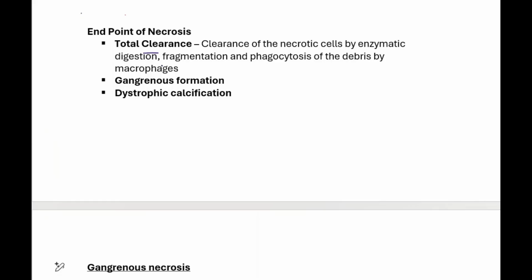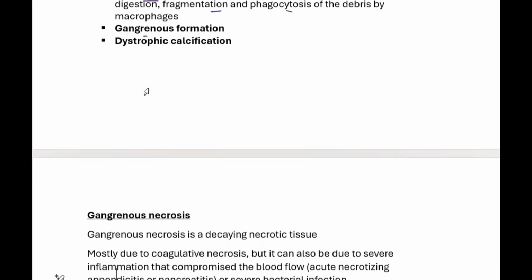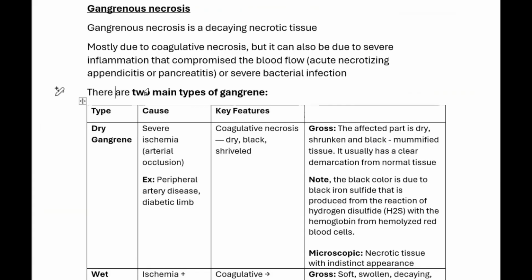So we can clear out all that necrotic tissue, either by enzymatic digestion, fragmentation, or phagocytosis of the debris by our macrophages, right? And then secondly, there could be gangrenous formation, right? And then lastly, there could be a dystrophic cascade. And of course, we're going to cover gangrenous formation and then calcification.